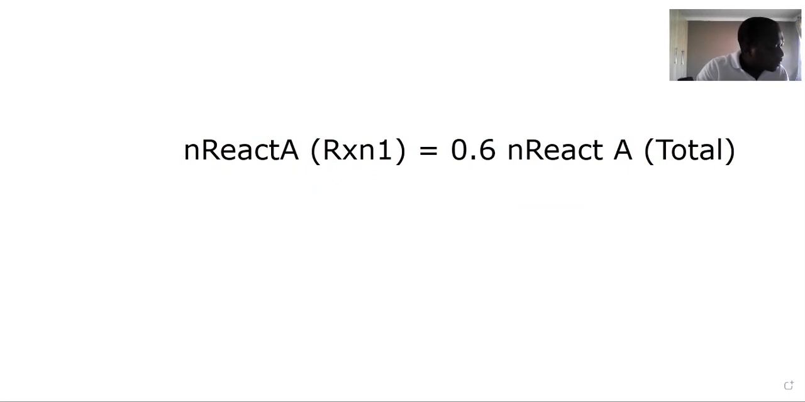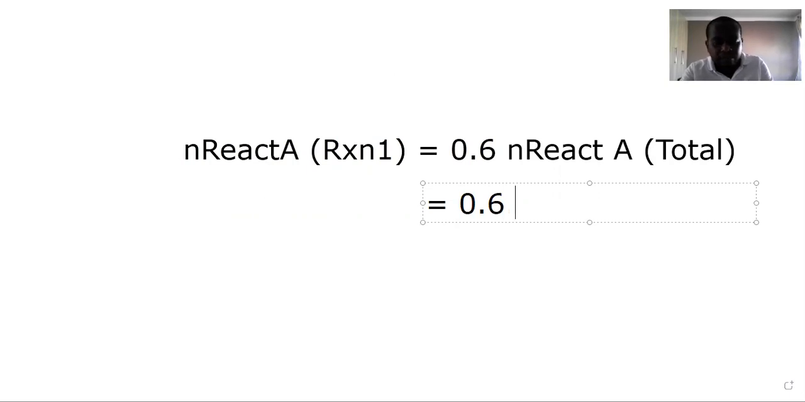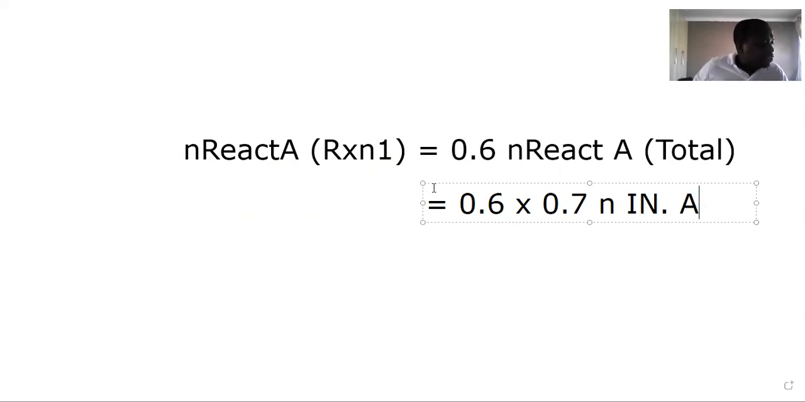replacing, because per our last equation, we know that n reacts total is equal to this term here, n reacts total, which I'm going to multiply. So we're going to substitute by 0.6 multiplied by 0.7 of n1 in A. It is 70% because that's how we wrote out the equation. If you remember, our conversion was 70%.